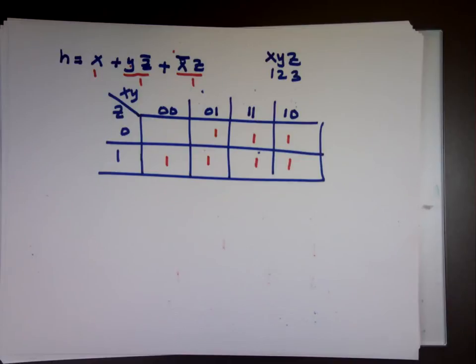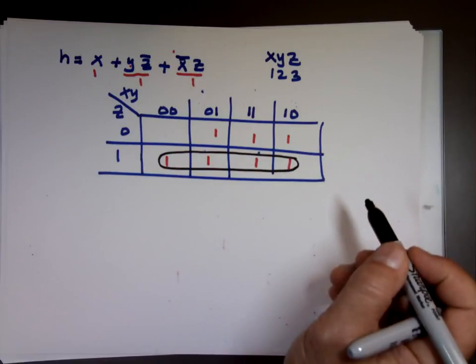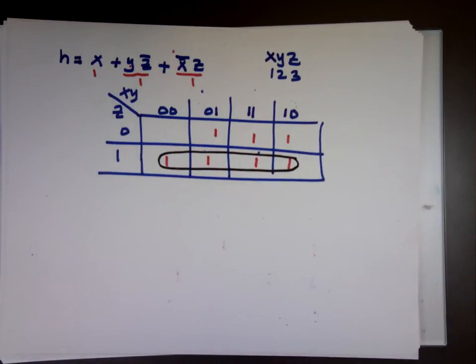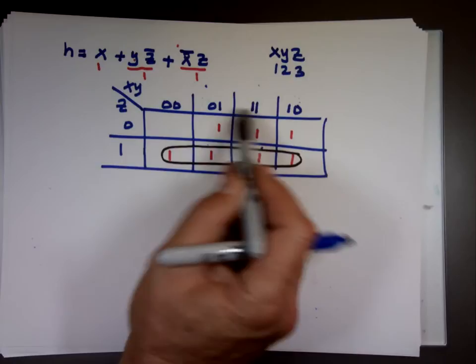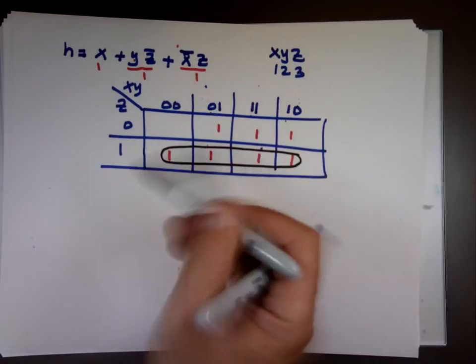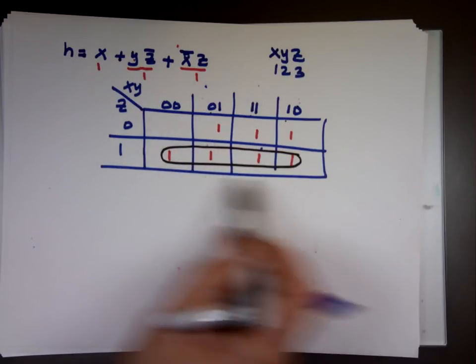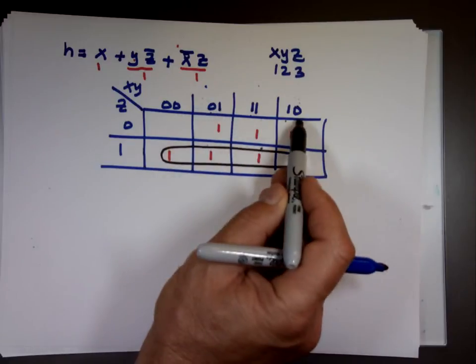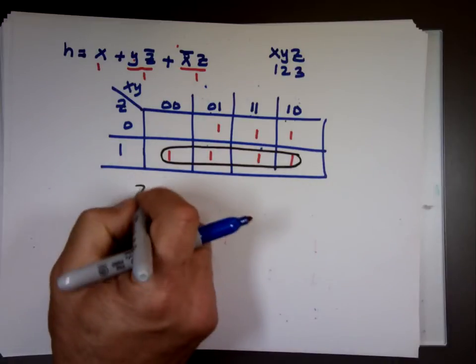And now you're going to look for groups of 2s, 4s, or 8s. Well, there's one group of 4 along the bottom. Now, if you look at that group there, x is changing as you go through it. It went 0, 0, then 1, 1. So x did change, x is out. What about y? Y went 0, 1, 1, 0. Y also changed. That's gone. The only one that didn't change is z, and since z is 1, that's the answer for that one, z.